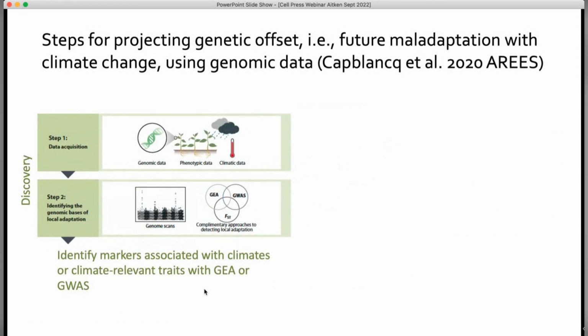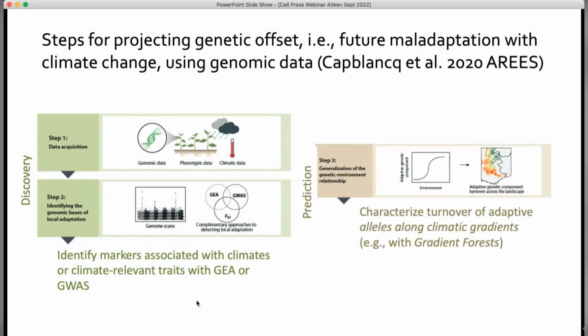Now, a very nice review paper by Thibaut Capblancq and others reviewed the steps for assessing potential future maladaptation of populations. The first two steps are to generate genomic data and then do genome scans on those data, with the goal of identifying markers that are associated with climates or climate-relevant traits, as we have done. The next step is to develop predictive models that are based on the turnover of adaptive alleles along climatic gradients, where we have some variation in allele frequency for adaptive markers along some environmental gradient. One approach to doing that is to use a program called Gradient Forest, which is an extension of random forest. It's a machine learning regression tree approach to characterize this turnover of alleles.